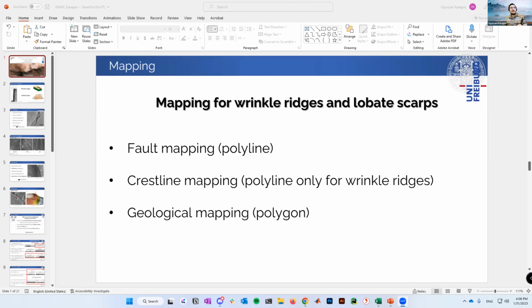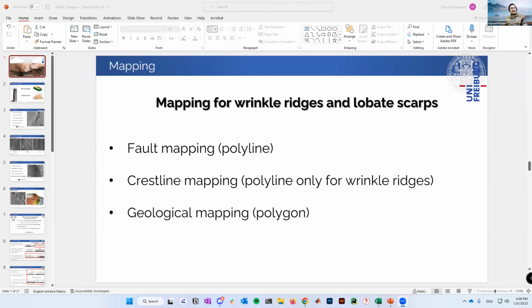And the second part is the mapping. Of course, we are here for mapping. In the mapping part, we can do different kinds of mappings, like what you have been doing so far this week, which is geological mapping. But if you are a structural geologist and you want to work on tectonics, you can use different approaches to understand the fault structures, fault patterns, or underlying information for these landforms. That's why I classify them as fault mapping by using the polyline.